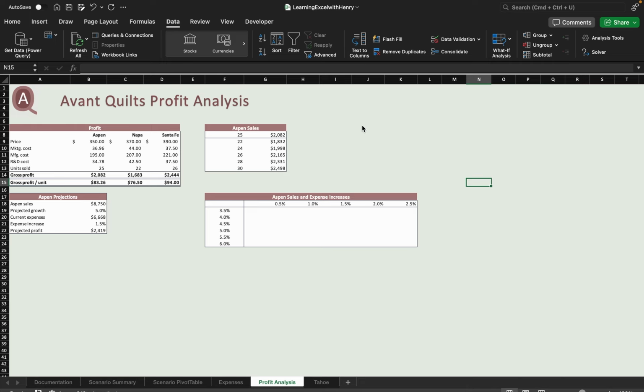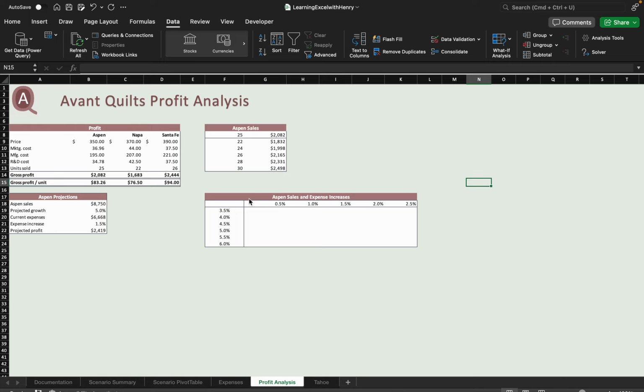Basically, she wants to see what the forecasted sales would look like depending on a specific percentage and a specific rate. So this is going to be the growth rate, and this is going to be the percentage, I believe. So let's go ahead and start this.